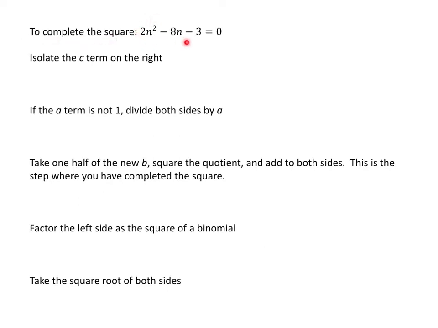So this is the quadratic that we're going to consider. Please keep in mind, this quadratic is set equal to 0, and it is in standard form. That is ax squared plus bx plus c form. So your first step is to isolate the c term on the right. The c term would be this one. That means that we will add 3 to both sides.